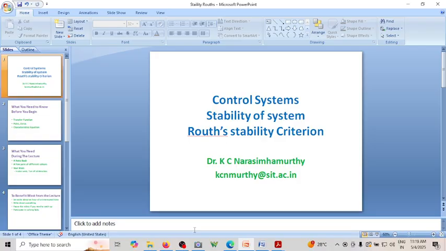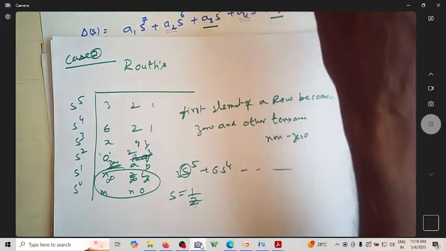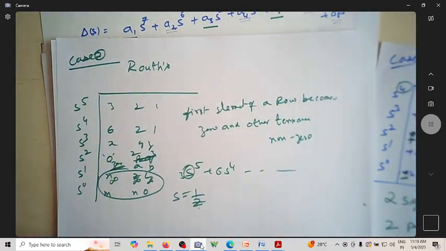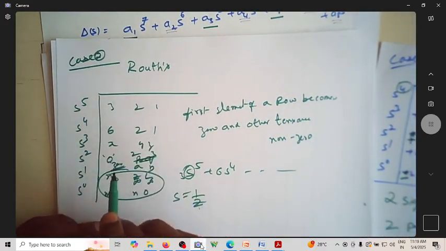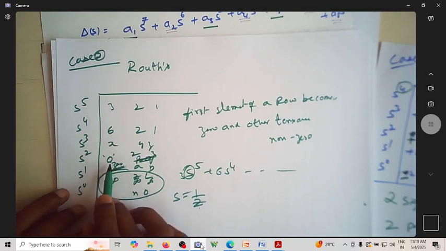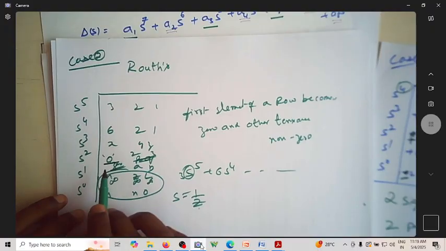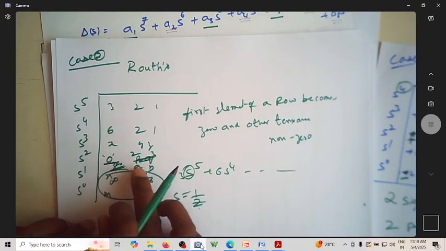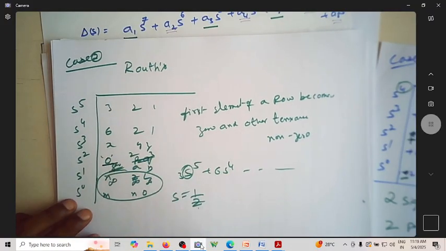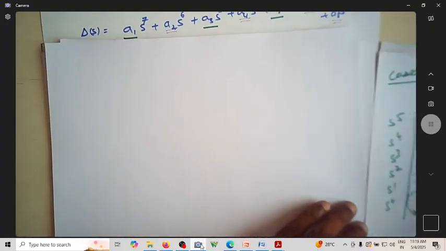Okay, with these prerequisites, in the previous video we talked about the second case of Routh's array, where the first element of a particular row becomes 0 and the other elements are non-zero. How do we complete the Routh's array?